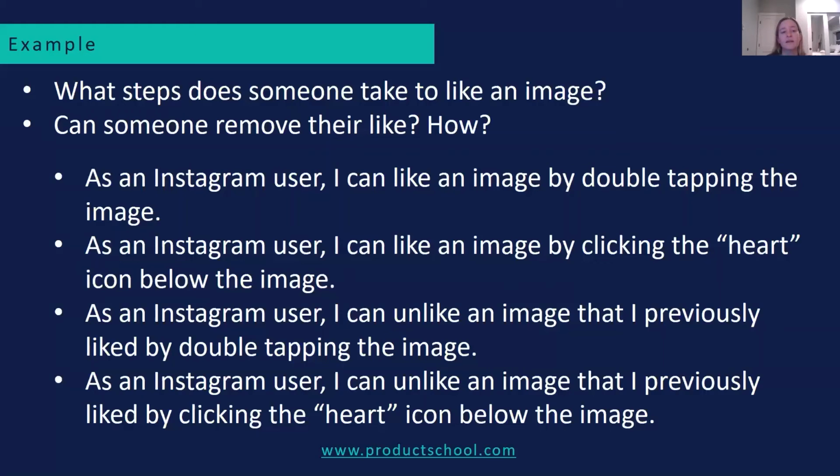Next is how do you undo it, the undo option. As an Instagram user, I can unlike an image that I previously liked by double clicking the image. I can also do it by clicking the heart icon. I always struggle with this. Sometimes I think, gosh, this feels so redundant. I feel like I keep writing the same thing over and over again, and it's so long. I have to start with "as a user," and it's the same reaction. But I find that it's best to have these broken out.